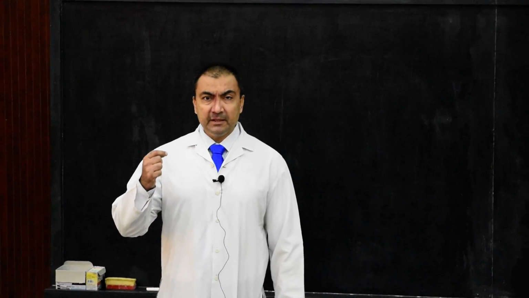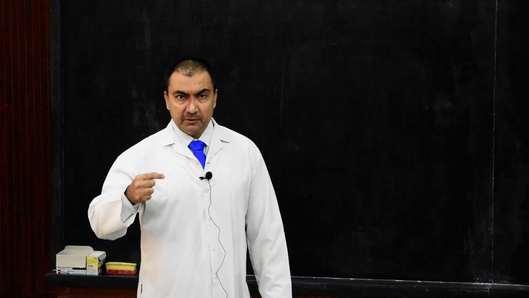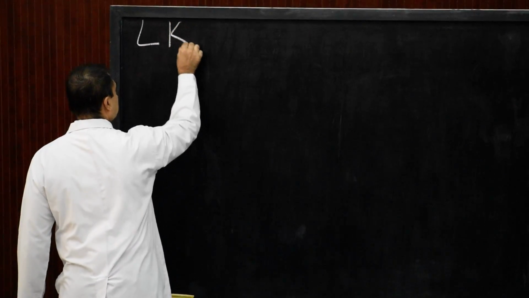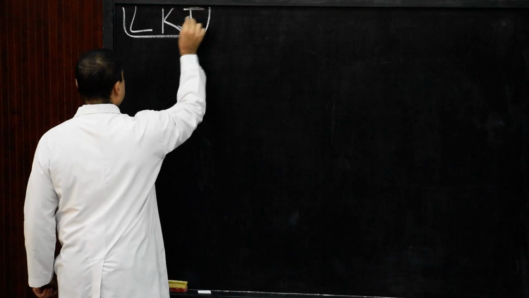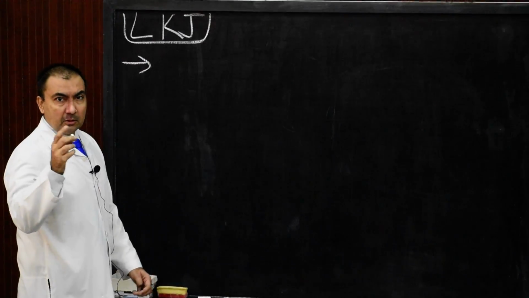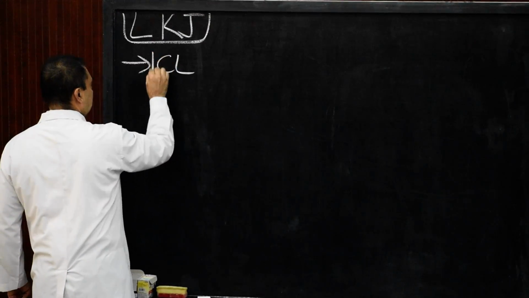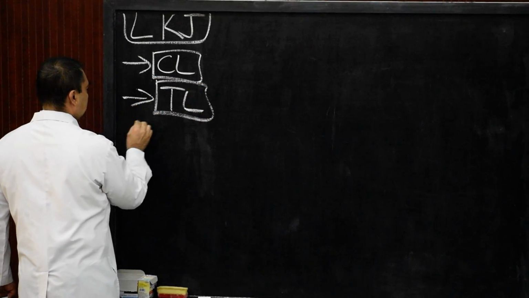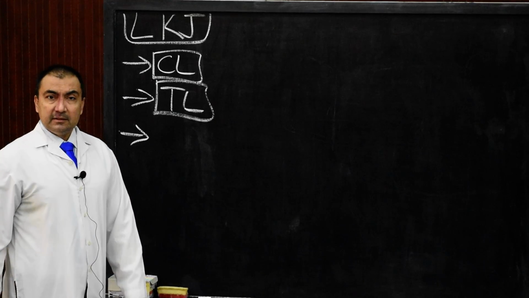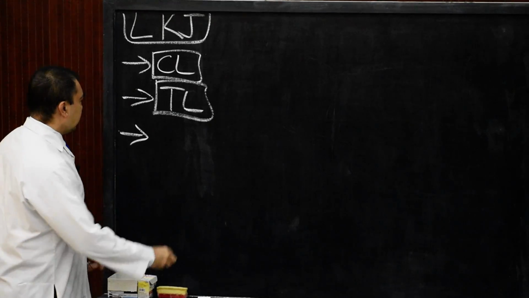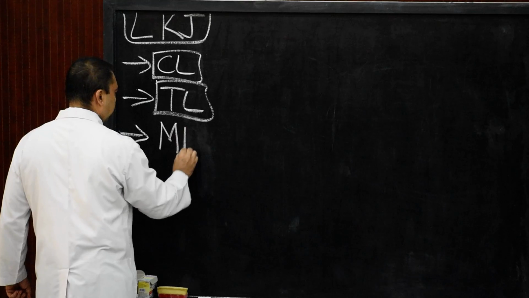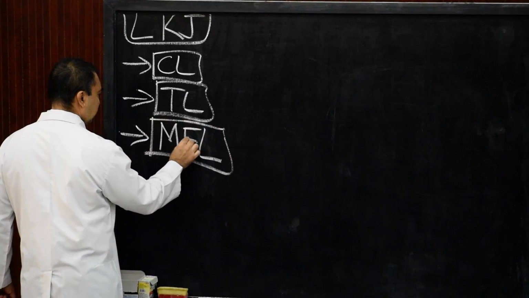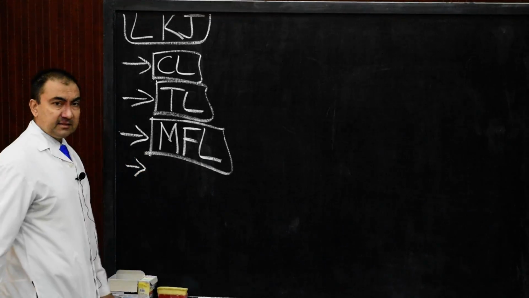Good morning, students. Here we continue with the ligaments of the knee joint and we are going to finish it off today. In the remaining part of the ligaments of the knee joint, we shall discuss the coronary ligaments. Then we are going to discuss the transverse ligament, and then the meniscofemoral ligaments, and then we are going to discuss the last.